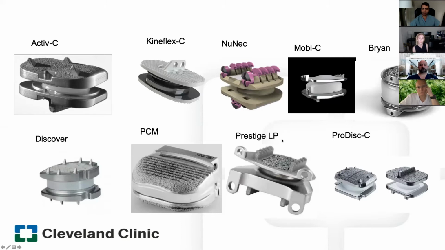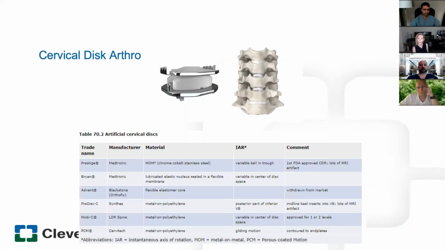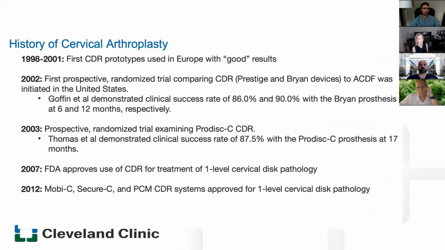The only one that's missing here, I think, is the Security by Globus. But as you can see, almost every company has their own cervical arthroplasty option. So the initial studies that came out about cervical arthroplasty were in the late 90s, early 2000s. It was all only done in Europe, really. And I say that with good results in quotations, because it depends what you mean by good.